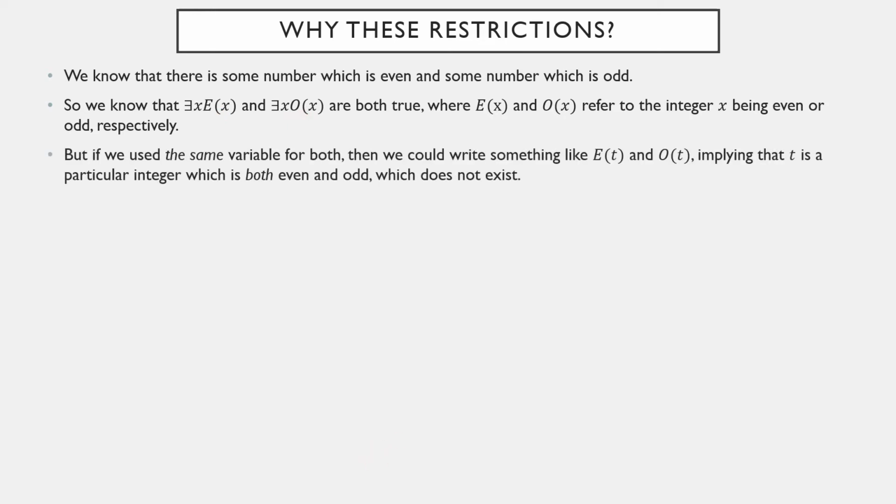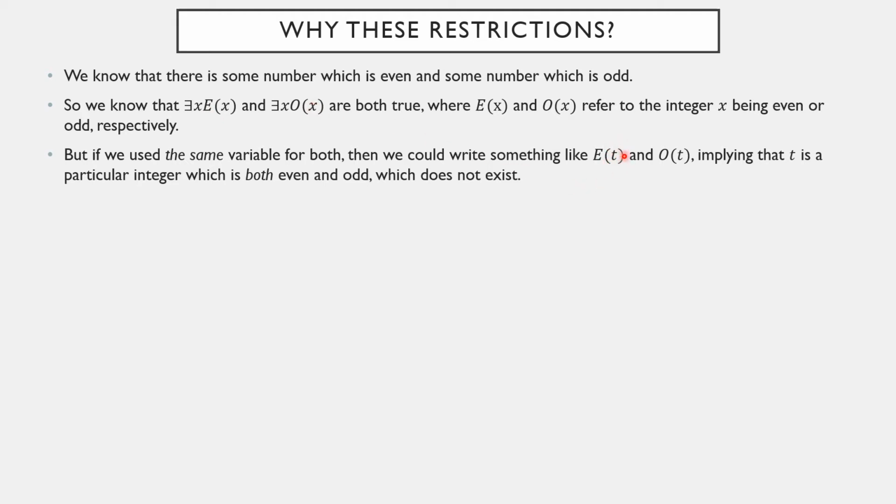But if we used the same variable for both, we could write something like t is a number which is even and t is a number which is odd. But this would imply that t is a number that's both even and odd, and those numbers don't exist. So just because there exists something that's even and there exists something that's odd, you can't write e of t and o of t.